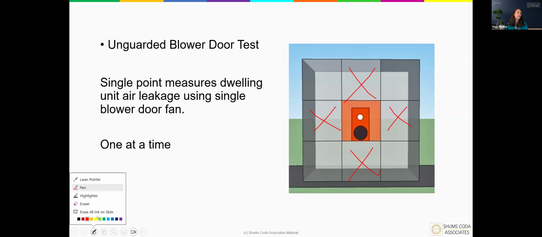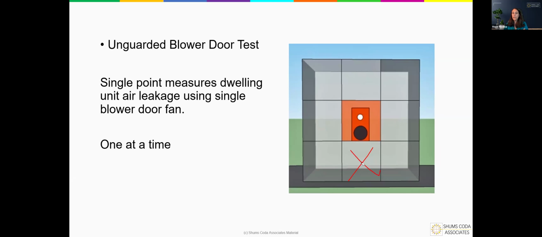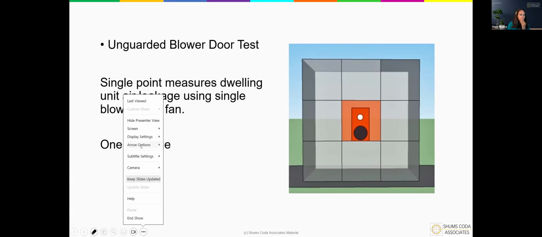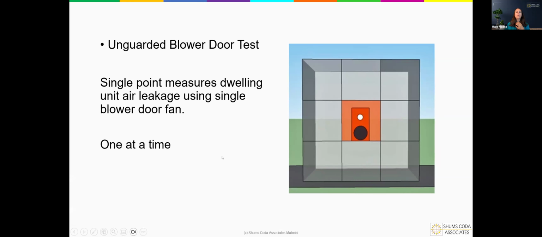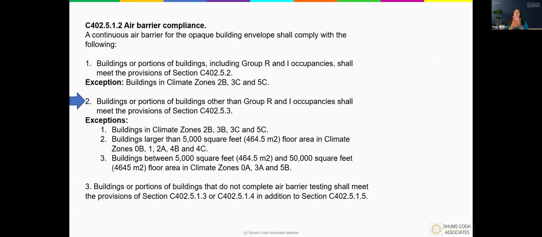skews the results slightly. So in the code this go around, what they're saying is, okay, you know what? You cannot do a guarded test where everything is on. You have to do that individual unit. So now we know whether that individual unit is actually a tight unit, and that we're able to really control what our intentions are, right?